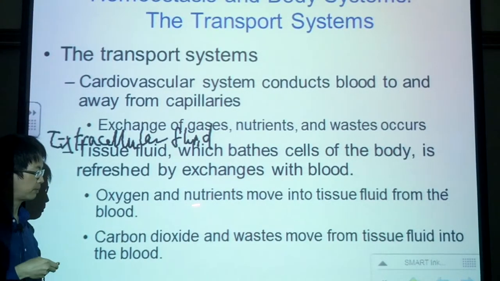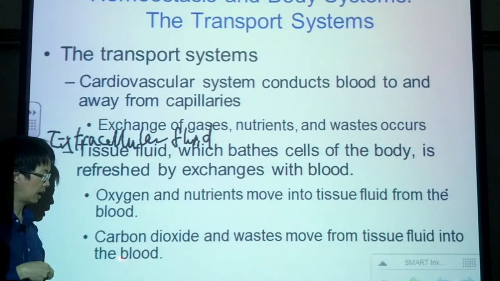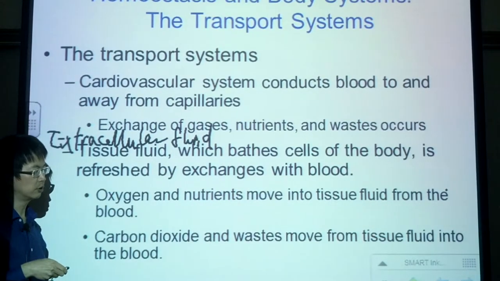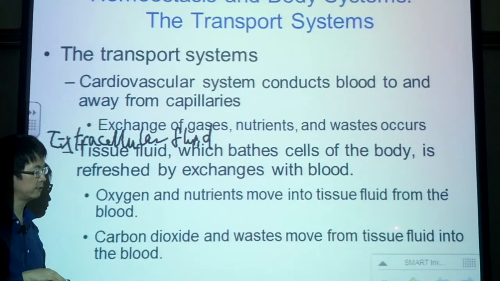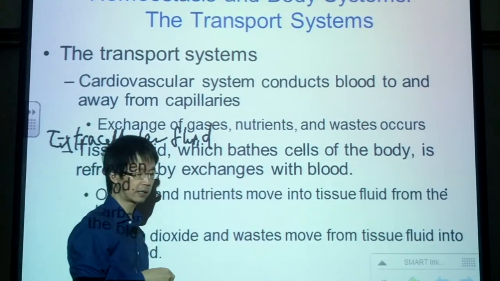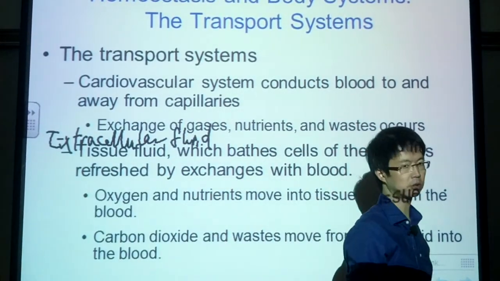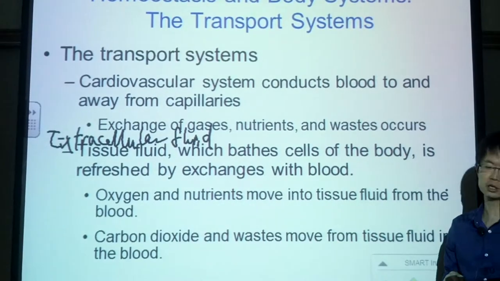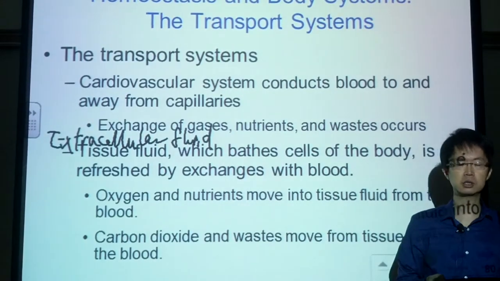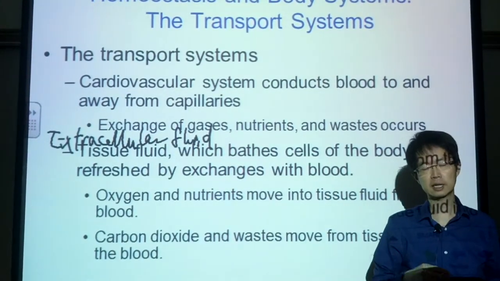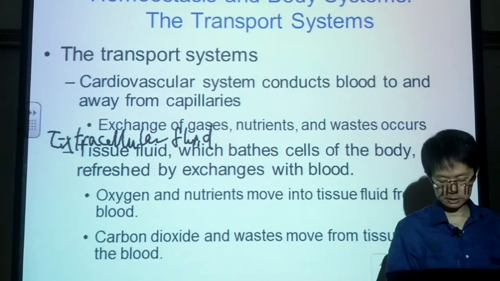And then the metabolic waste and the carbon dioxide produced from your body tissue cells will go into your extracellular fluid, the tissue fluid, and then from the tissue fluid, they will go into your blood. The blood will carry the carbon dioxide to your lung for gaseous exchange, and the metabolic waste to the kidneys, so that your kidney can get rid of all this metabolic waste.